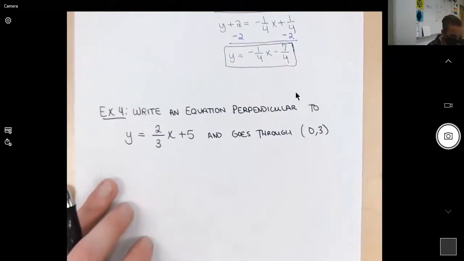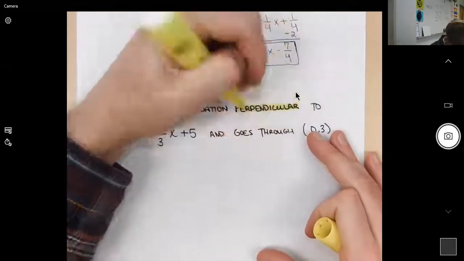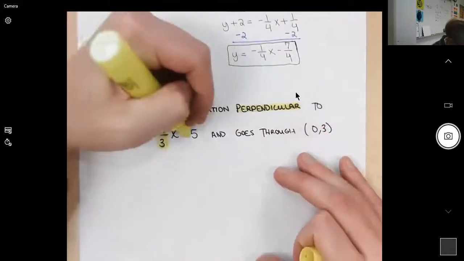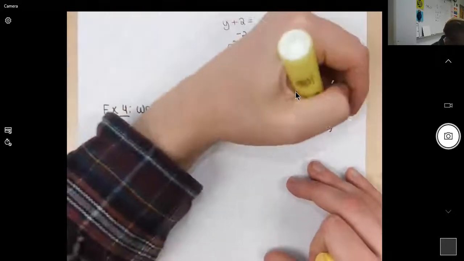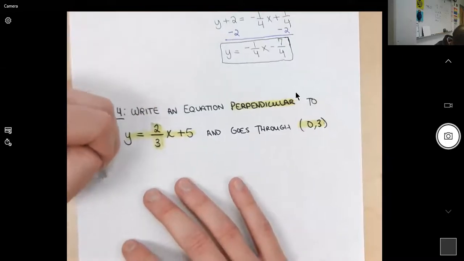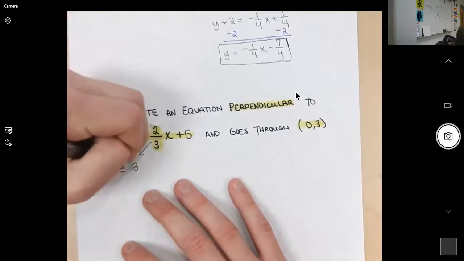Okay, one more here. Write an equation perpendicular, right? So opposite reciprocal to y equals 2/3 x plus 5 and goes through the point (0, 3). All right, this one is actually going to be very fast. So first, perpendicular. We got 2/3 here, so opposite reciprocal would be -3/2.